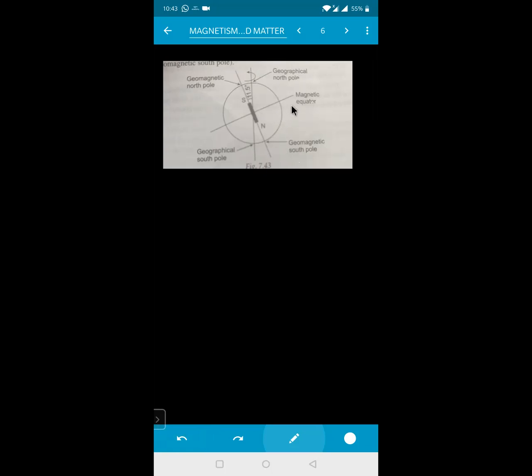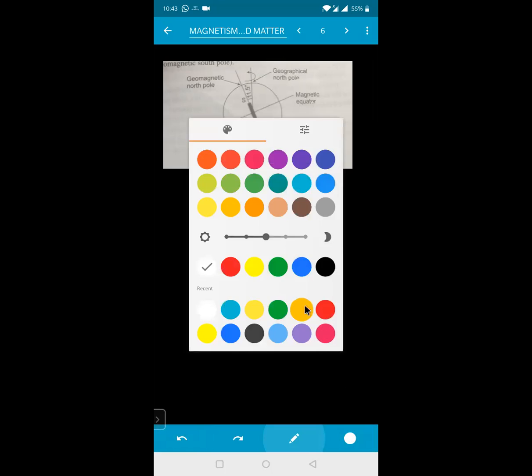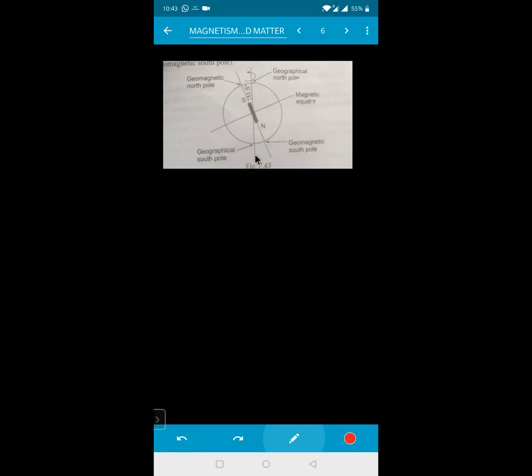Now, once again, see what I'm telling you. If I take a plane along the geographic north and geographic south, a vertical plane, like say keep a very huge cardboard vertically on this one.